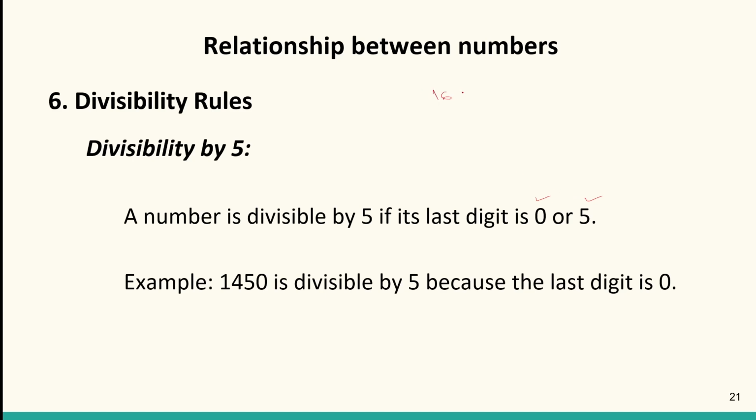So if I have 167905, this is divisible by 5 since the last digit is 5. And 167903, the last digit is neither 0 nor 5, so this is not divisible by 5. Another example given here is 1450. Since 0 is the last digit, it is divisible by 5.